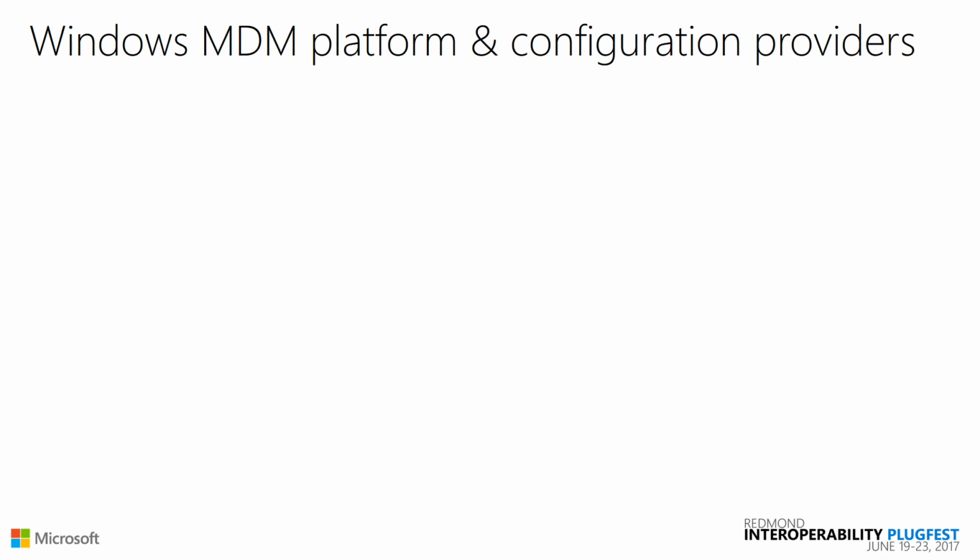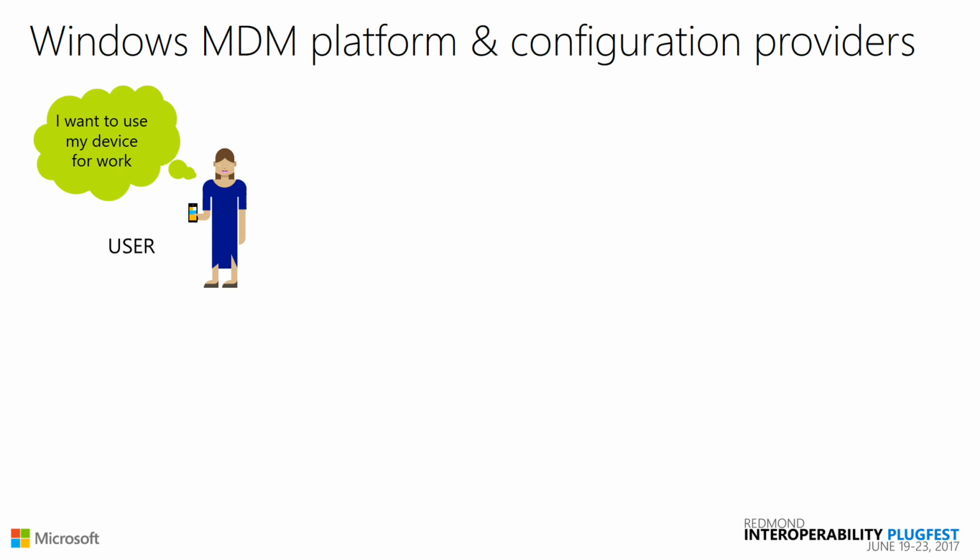So, now that we have a very high-level view of how MDM works or how the market came about or what it actually does, let's dig in a little bit deeper and go into the individual protocols and how this actually works, right? So I, as a user, have a device and I want to use my device for work. Let's say I just joined a new organization. At Microsoft, we like to use Contoso. So let's say I, as a user, just joined Contoso and I want to use my device on the network.